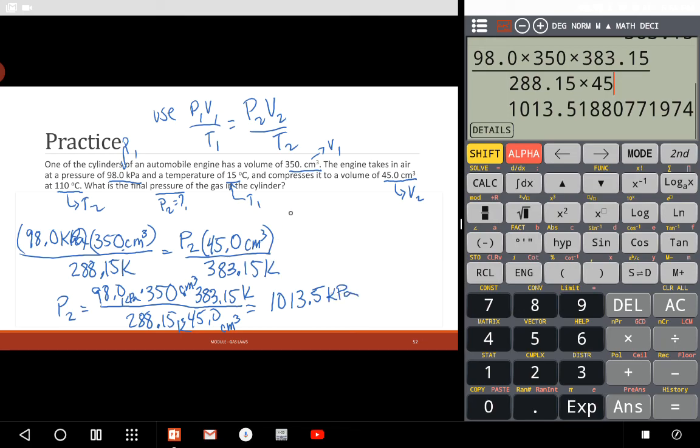And so I got to think about my sig figs. That had 3 sig figs, 3 sig figs, 3 sig figs. So even though my temperatures had 2, by the time it's converted into Kelvin, it will now have 3. So I'm applying my multiplication rule. I'm going to need 3 sig figs. And so I'm going to report this in scientific notation. 1.01 times 10 to the third kilopascals.